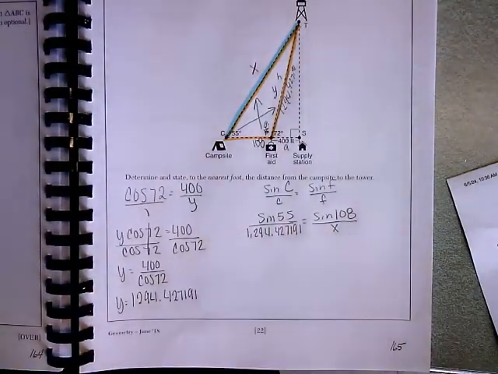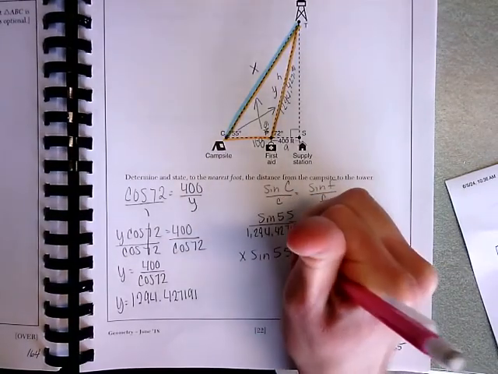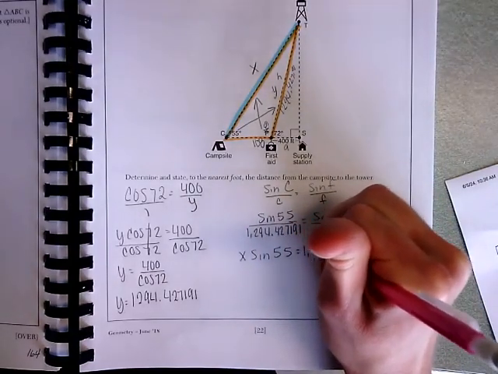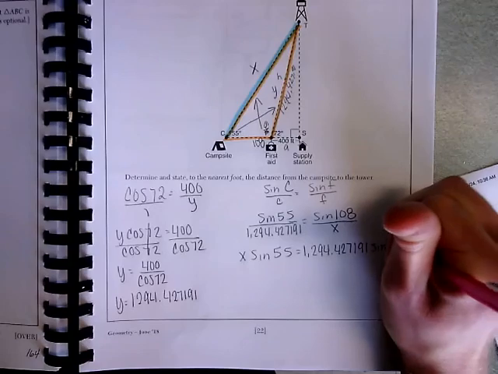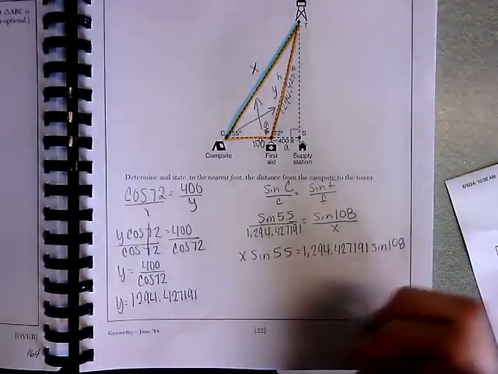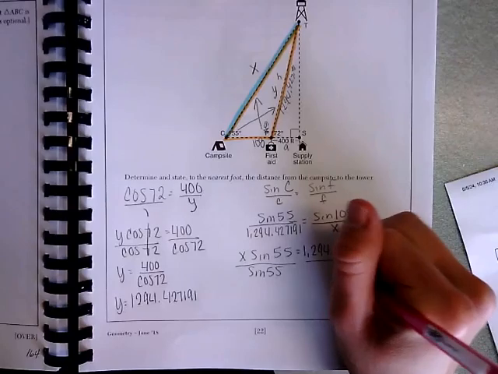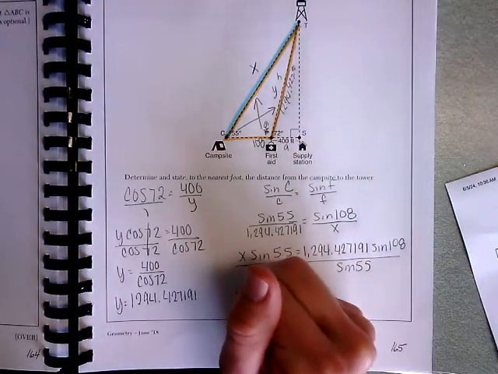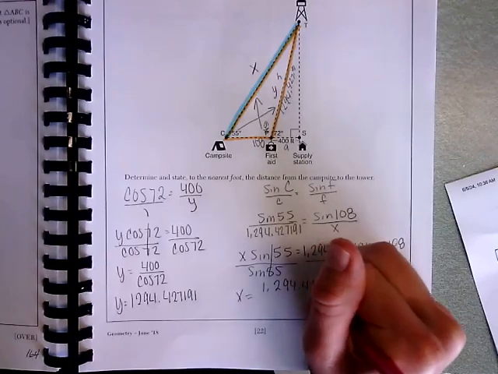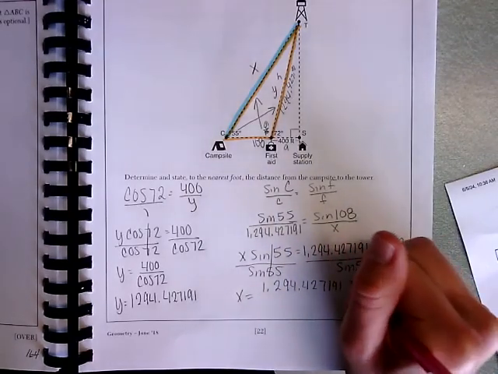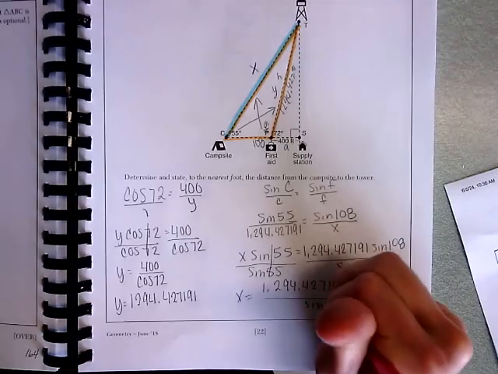Okay. So now we're going to cross multiply. So x times the sine of 55 is equal to 1,294.427191 times the sine of 108. Now to solve for x, we're going to divide by the sine of 55 on both sides. So x is equal to 1,294.427191 times sine of 108 over the sine of 55.